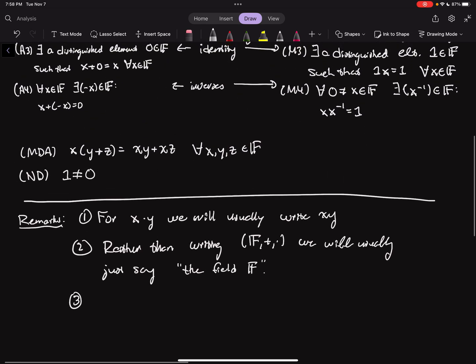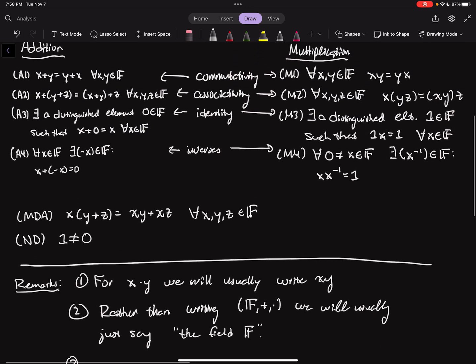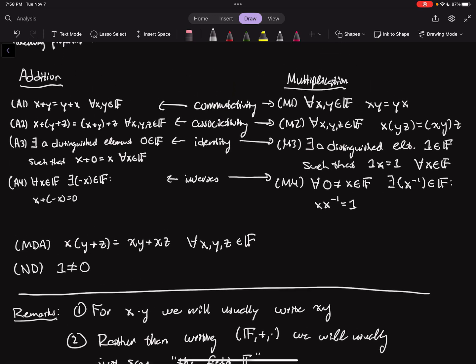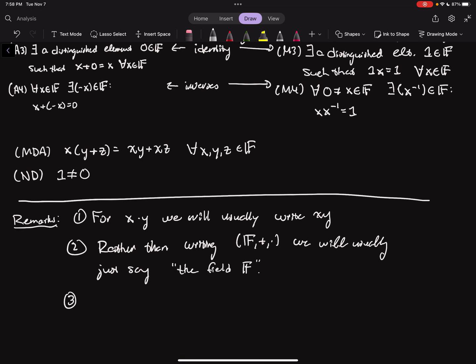Let's make a couple of observations. There can't be an empty field, right? Because there has to be an additive identity and there has to be a multiplicative identity by A3 and M3. And by ND, the smallest field has to have at least 2 distinct elements.